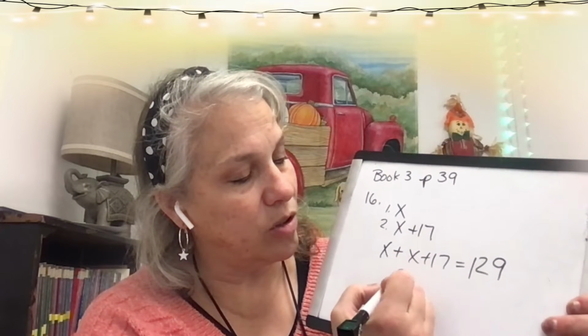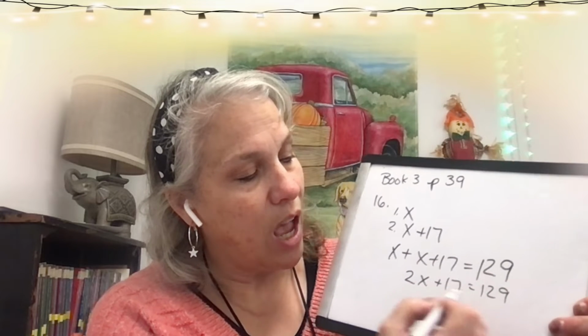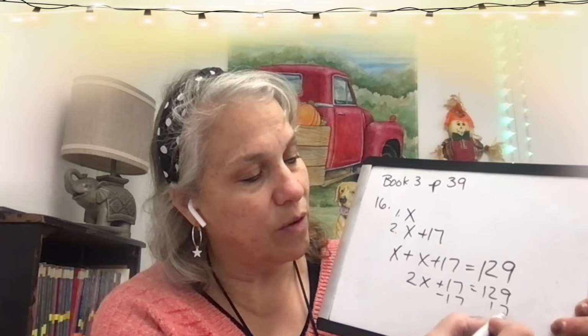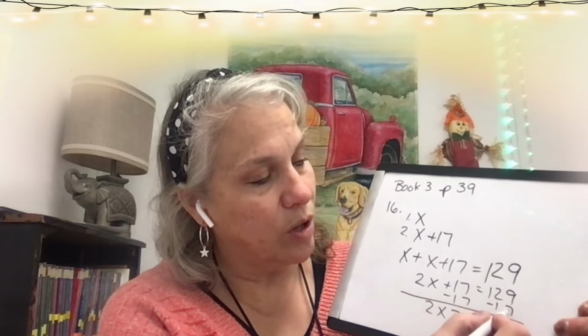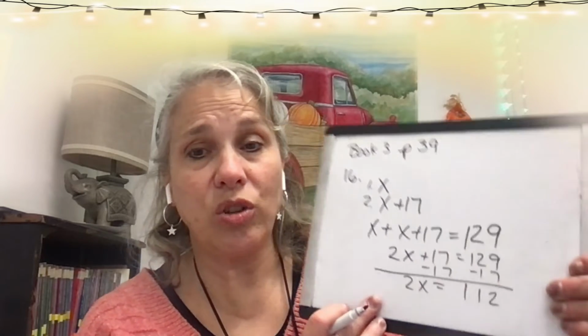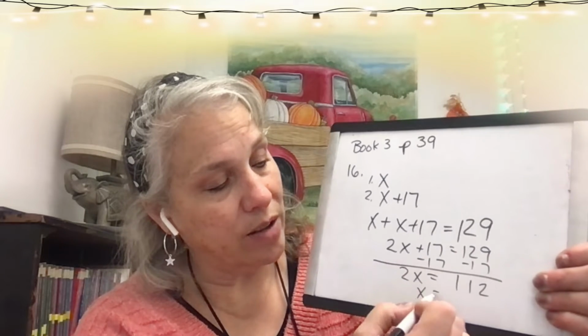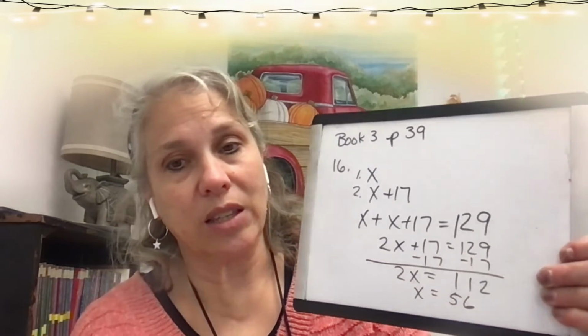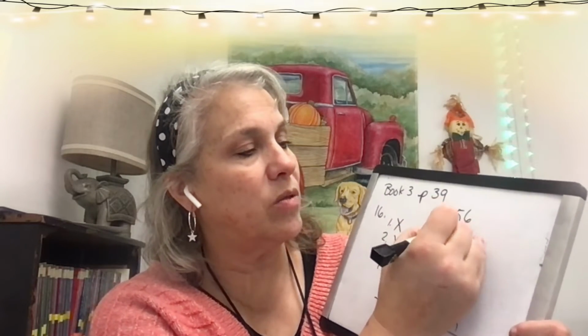So x plus x is 2x plus 17 equals 129. I'm going to subtract 17 from both sides, and I get 2x equals 112. Okay, that's 2x. And then I divide both sides by 2. I get x equals 56. Okay, so that's one of the numbers. So one of the numbers is 56.